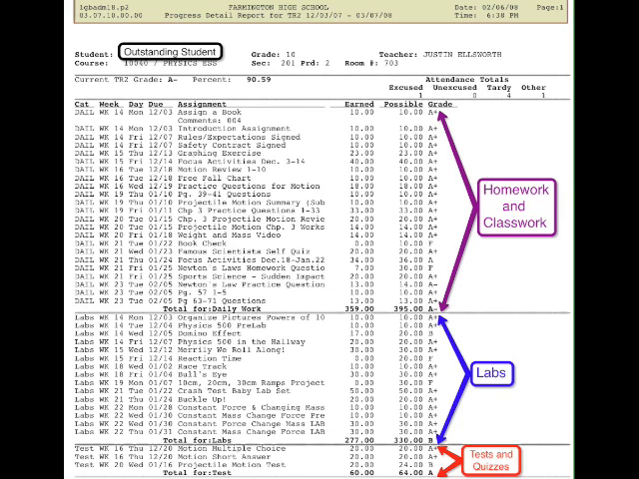The grade sheet layout here is the same as the layout on your own grade sheet. You will see classwork, homework listed first, then labs, and then tests and quizzes.